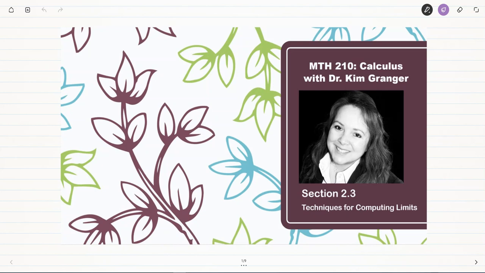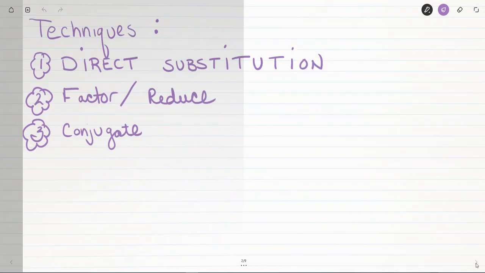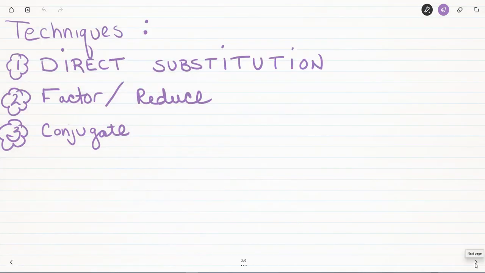In this video, we're going to look at techniques for computing limits. There are three techniques that we'll use frequently, not that these are the only ways that we compute limits, but three techniques that we'll use often are direct substitution, factoring and reducing, and multiplying by a conjugate.